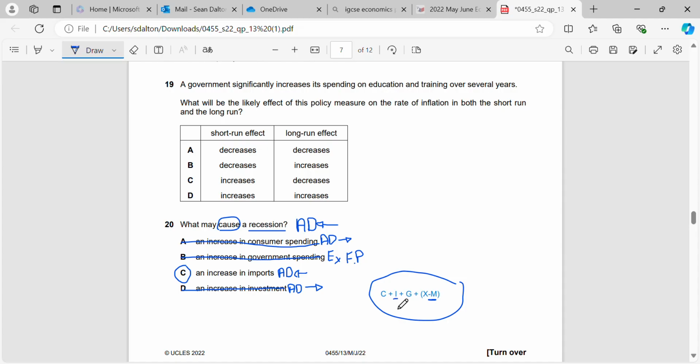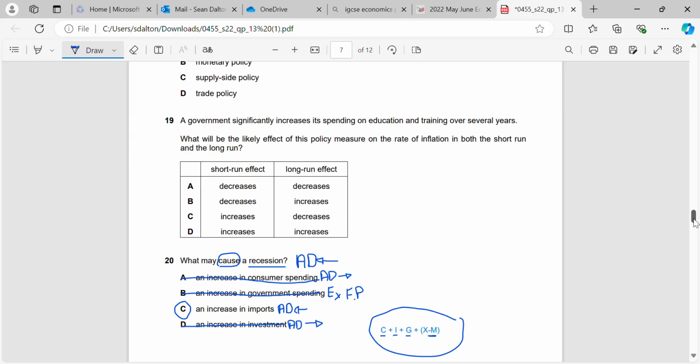Investment is I, that's why AD would increase. Investment would increase, and consumer spending is C. Hence why for option A, C would increase and AD would move right. And government spending is G, so again it's another component of AD. AD would move right.